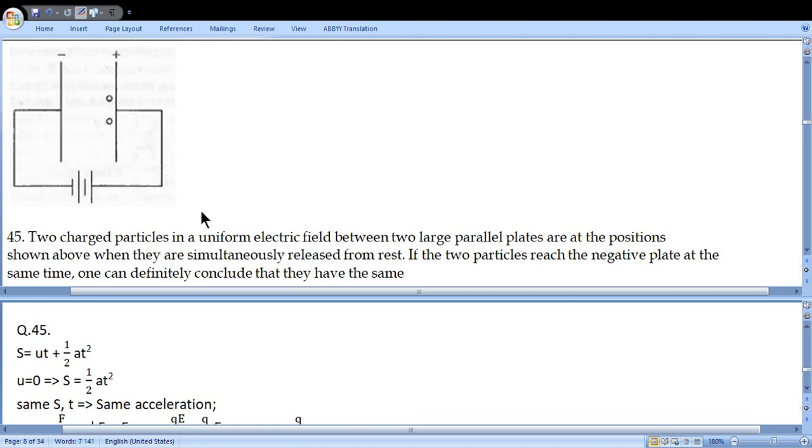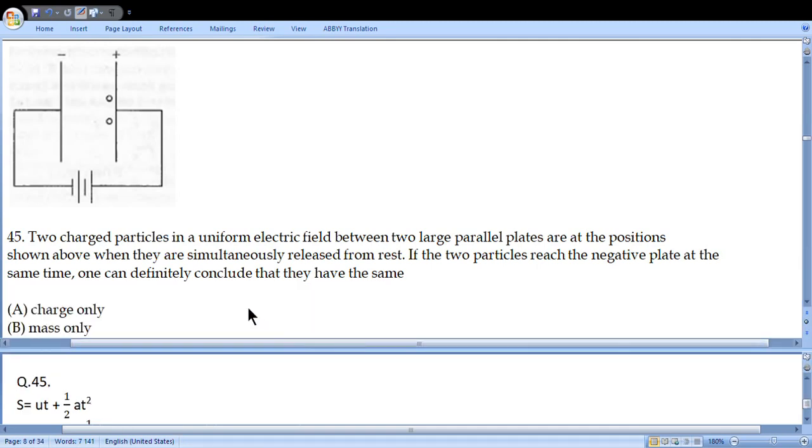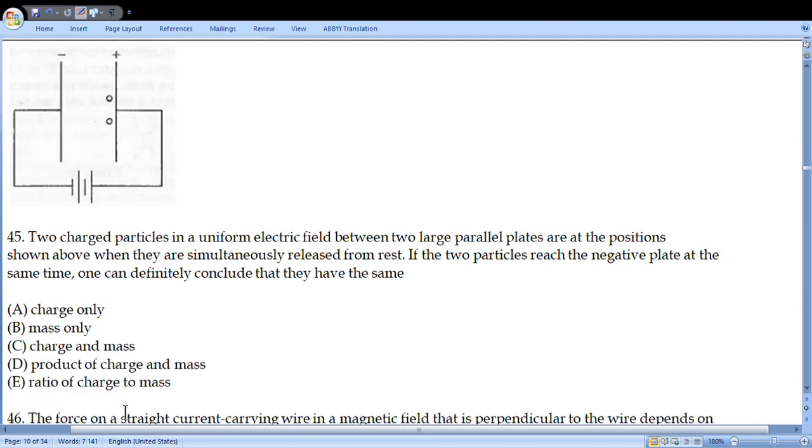Two charged particles in a uniform electric field between two large parallel plates are at the positions shown above when they are simultaneously released from rest. If the two particles reach the negative plate at the same time, one can definitely conclude that they have the same... We have charge, mass, what else? Charge, mass, charge and mass, product of charge and mass, ratio of charge and mass.